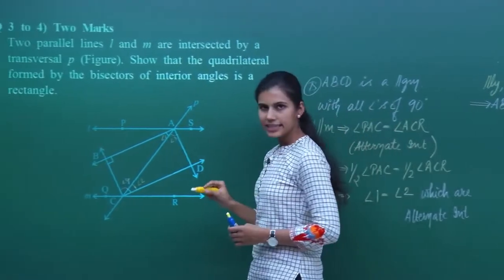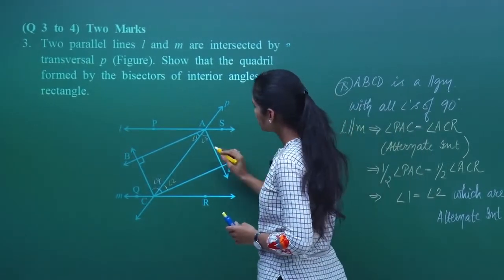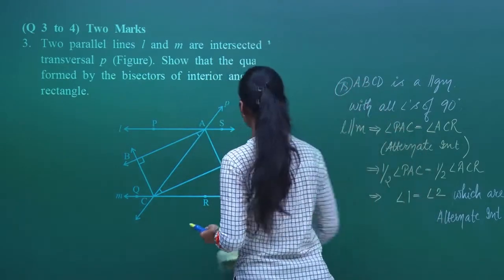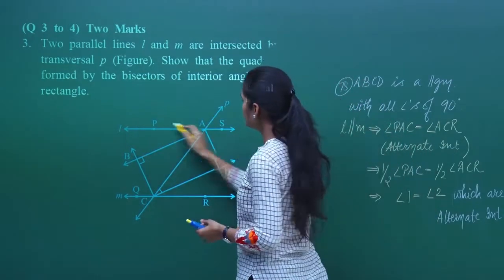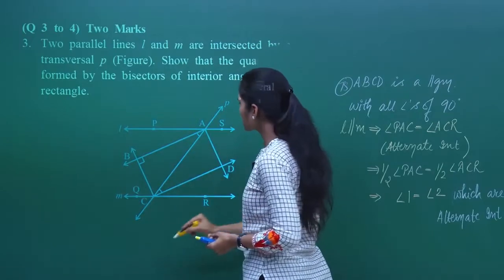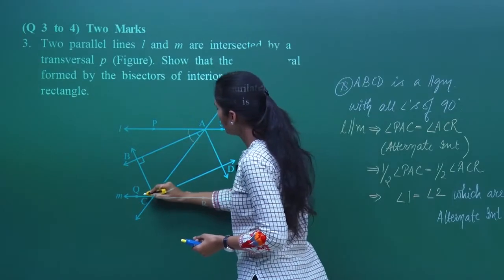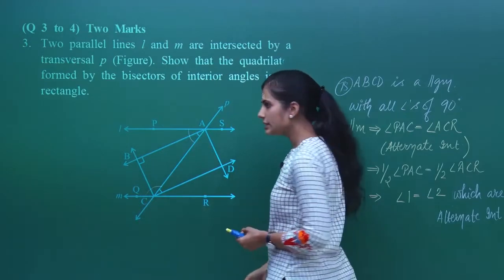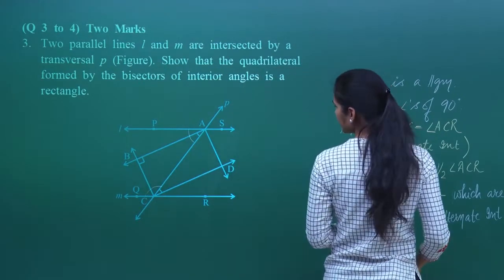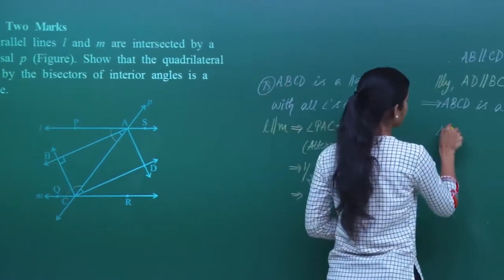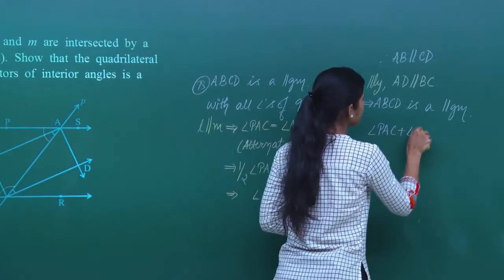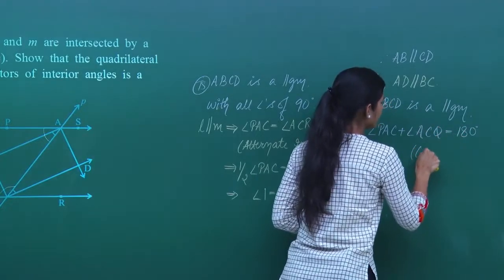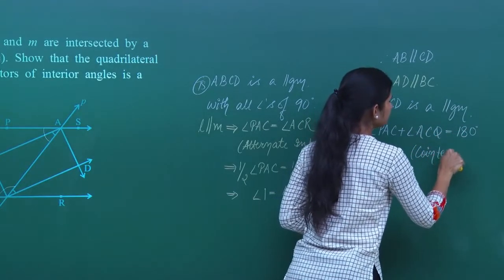Now that ABCD is a parallelogram, I know that these two lines are parallel and P is a transversal, so this angle plus this angle is 180 because they are forming a pair of co-interior angles. So I have angle PAC plus angle ACQ. Angle PAC plus angle ACQ is 180 because they are co-interior angles.